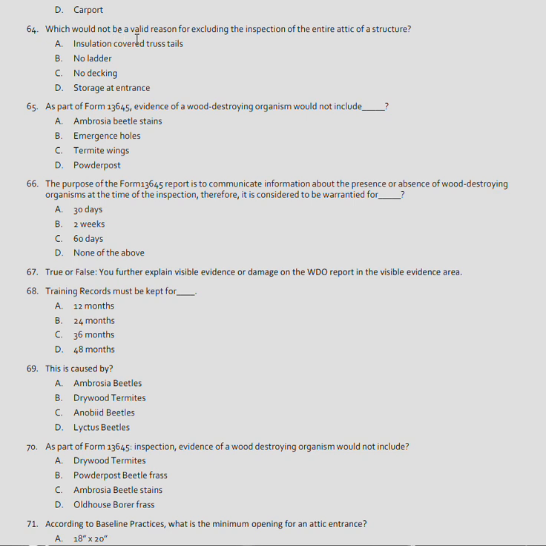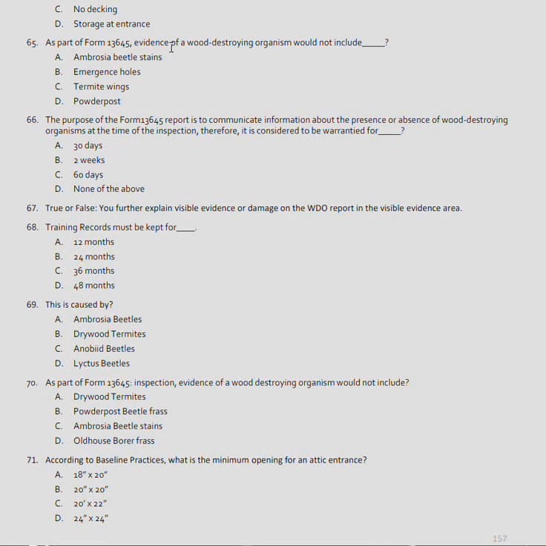Which would not be a valid reason for excluding the inspection of an entire attic of a structure? Insulation covered truss trails. As part of 1364, evidence of wood destroying organisms would not include blank. Answer, ambrosia beetle stains.